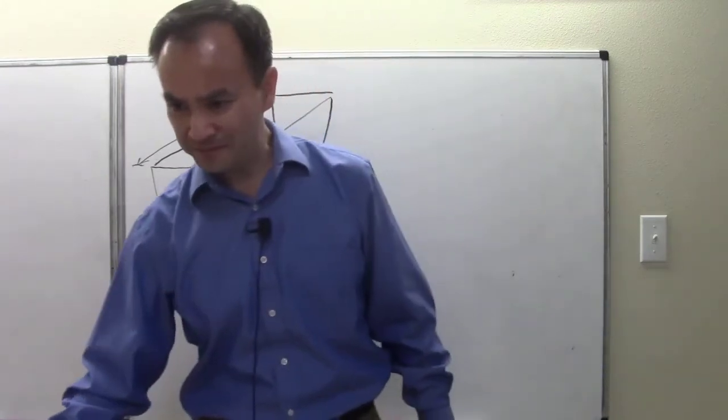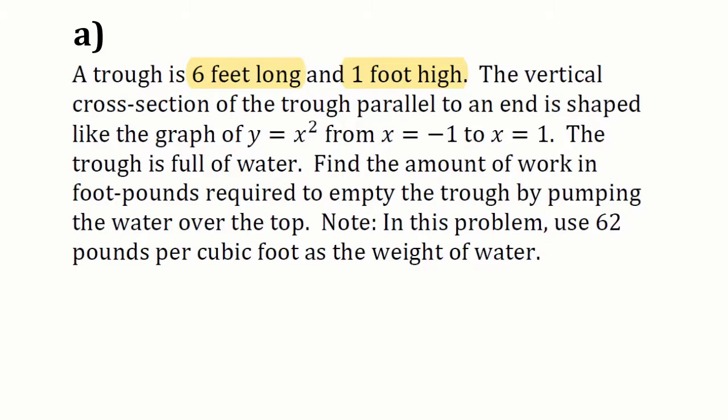So now let's get back to the wording description and look further. Now the vertical cross section of the trough parallel to an end is shaped like the graph of y equals x squared from x equals -1 to 1. Okay, very fancy description, but see, it talks about the vertical cross section.